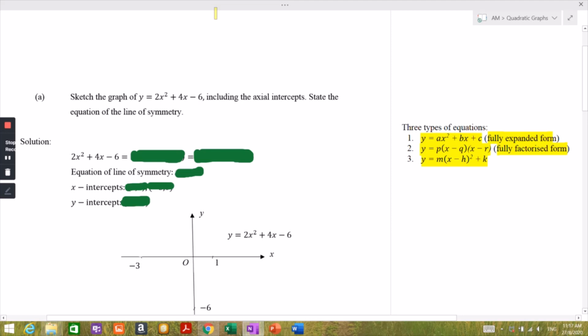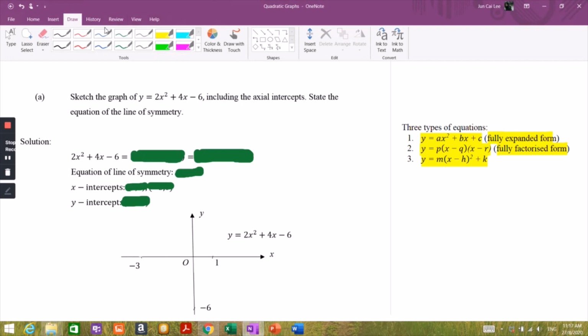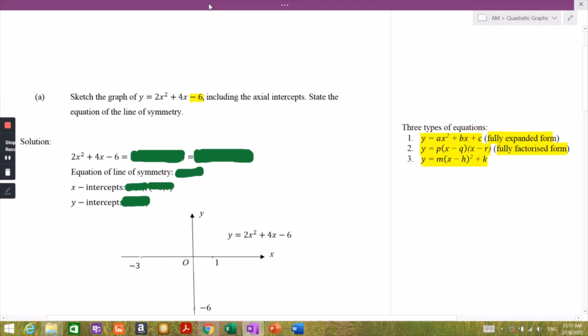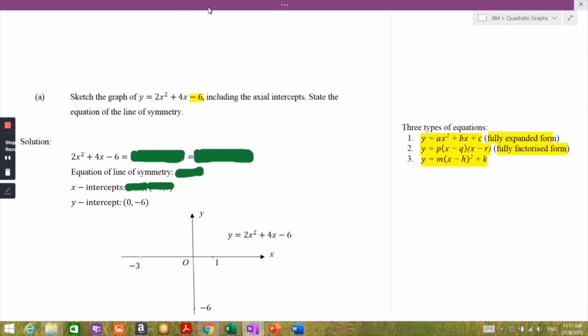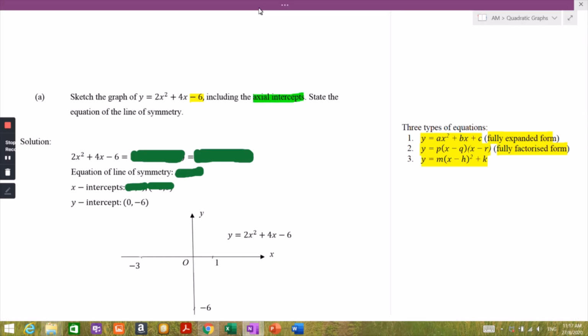So if you look at part A, you are given a quadratic graph in the fully expanded form. Again, from here you can't say much other than the fact that this is a U shape and the y-intercept value is -6. So at least you can get this part out. To get the other features, because the question wants you to find the axial intercepts, you also need the x-intercepts. So the fully expanded form is not going to be useful. We need to continue to factorize it completely.